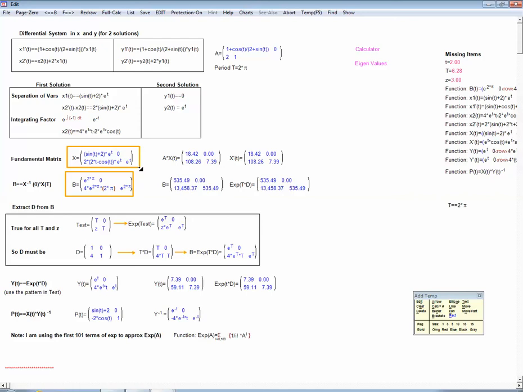Let me show you how I came up with similar answers. It's a little convoluted. The idea is once you got B, you have to extract D from B. That's sort of the mysterious part. Like he came up with this D here. Now, how did he come up with that? That was a troubling point. Here's how you can do it, maybe other ways.